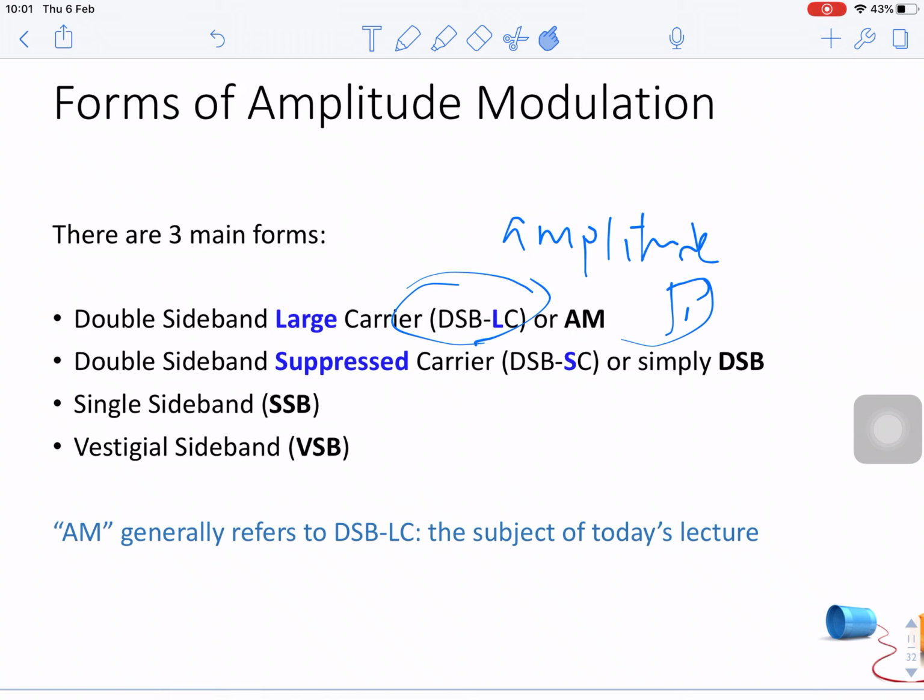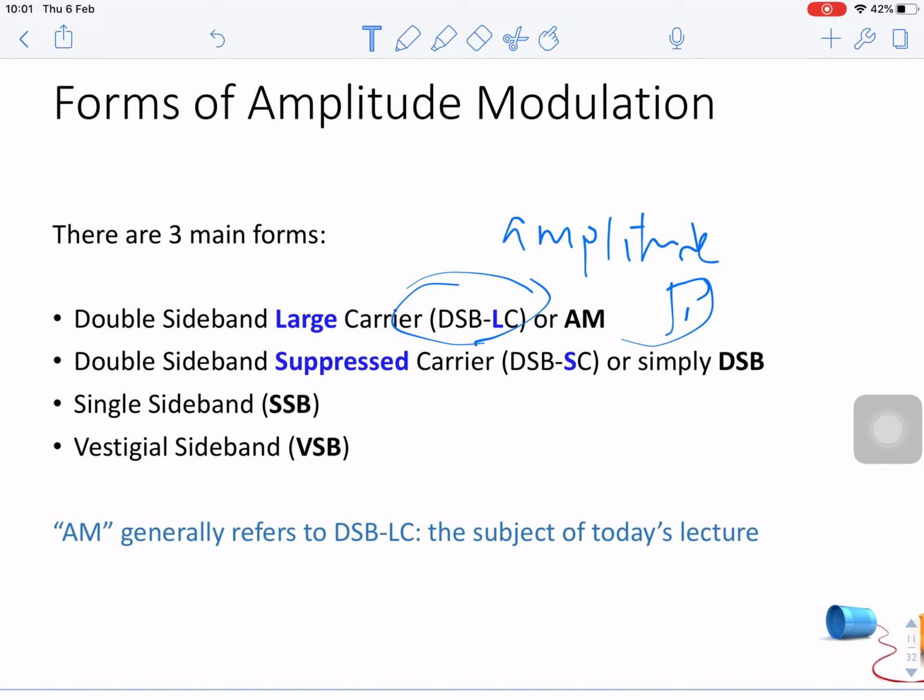There are mainly three forms of amplitude modulation: double-sided large carrier, or AM, double-sided suppressed carrier, or simply DSB, and the single sideband signal, which is SSB, and the vestigial sideband.